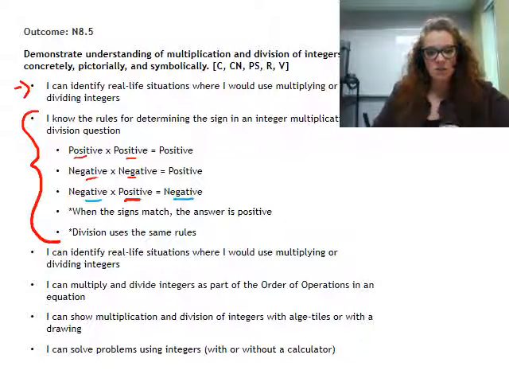Multiply and divide integers using BEDMAS, that still applies, order of operations. And showing with algebra tiles or a drawing. And solving problems with or without a calculator.